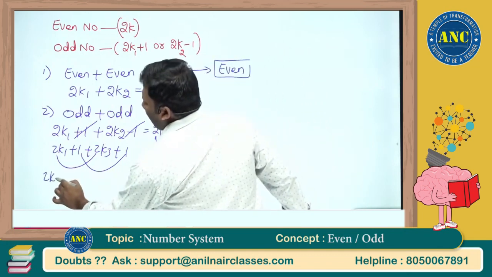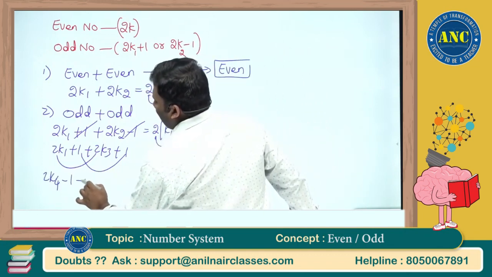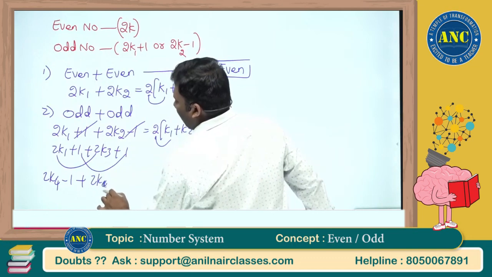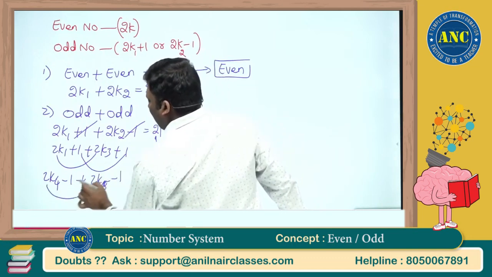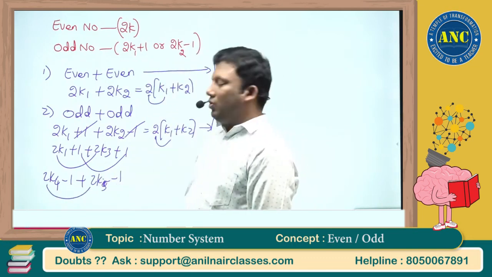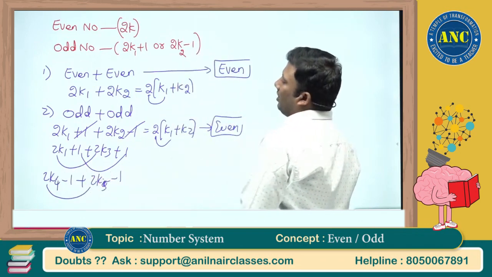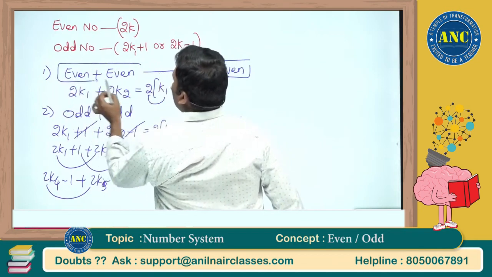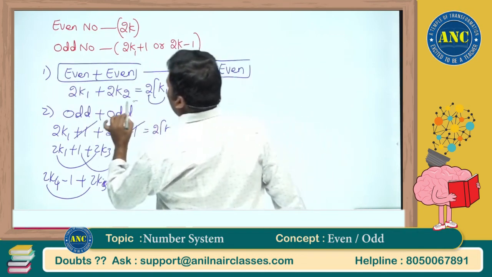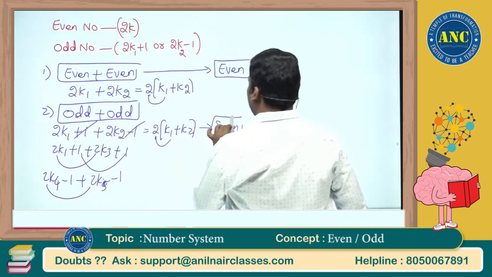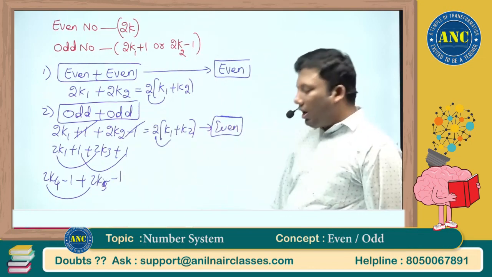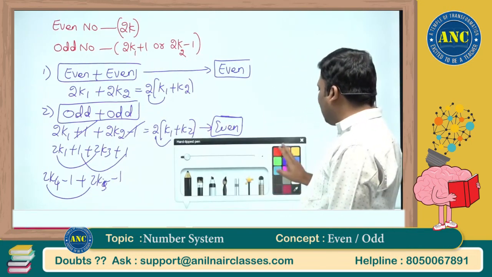So I will take negative here, and here also I will take negative. Minus 1 minus 1 is minus 2. It is even, and these are also even. So an even number plus an even number is an even number. Odd number plus odd number is an even number.